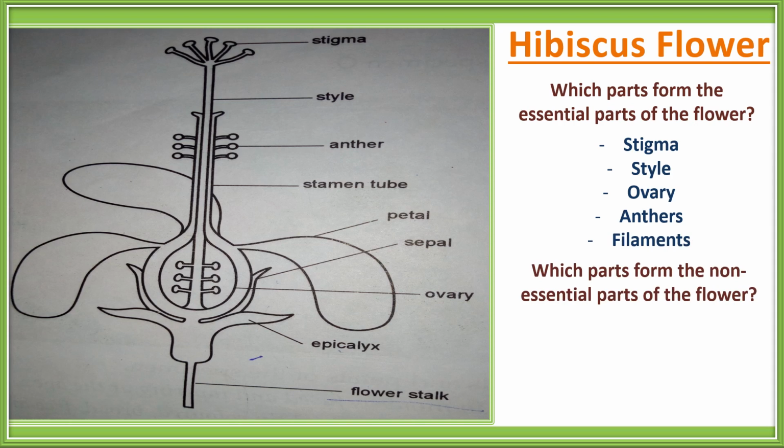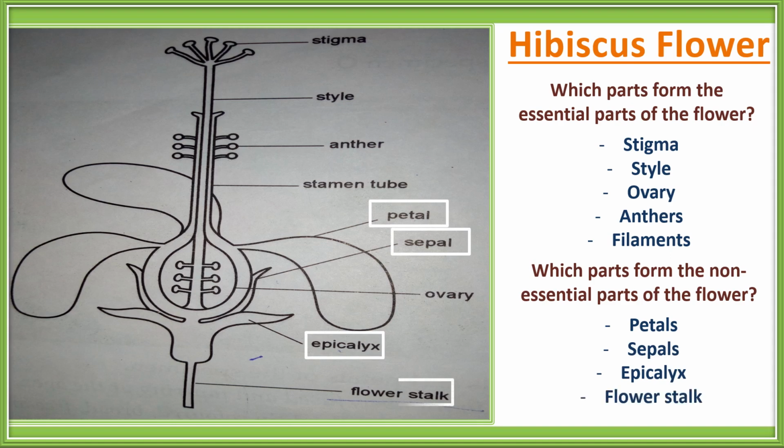Then which part forms the non-essential part of the flower? The non-essential parts of the flower, we have the petals and we have the sepals. Then we have also the epicalyx. Those we refer to as non-essential parts of the flower. Then also we have the flower stalk.